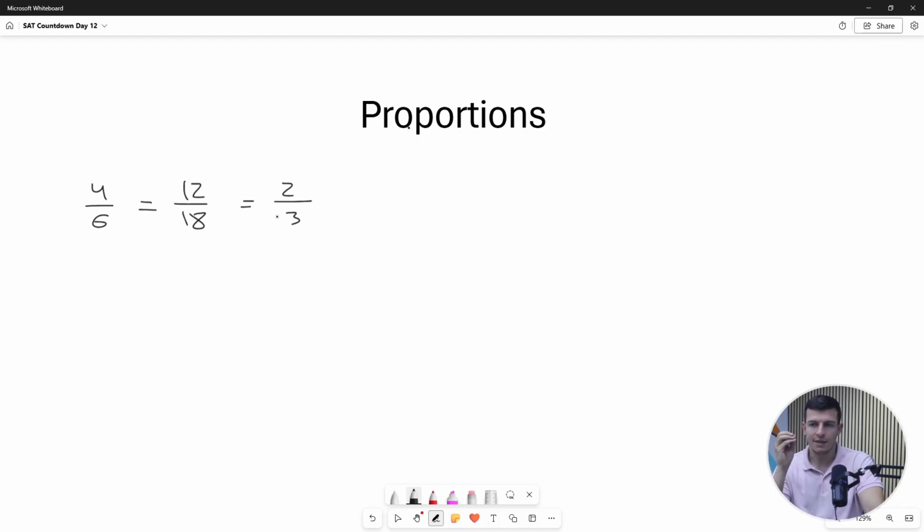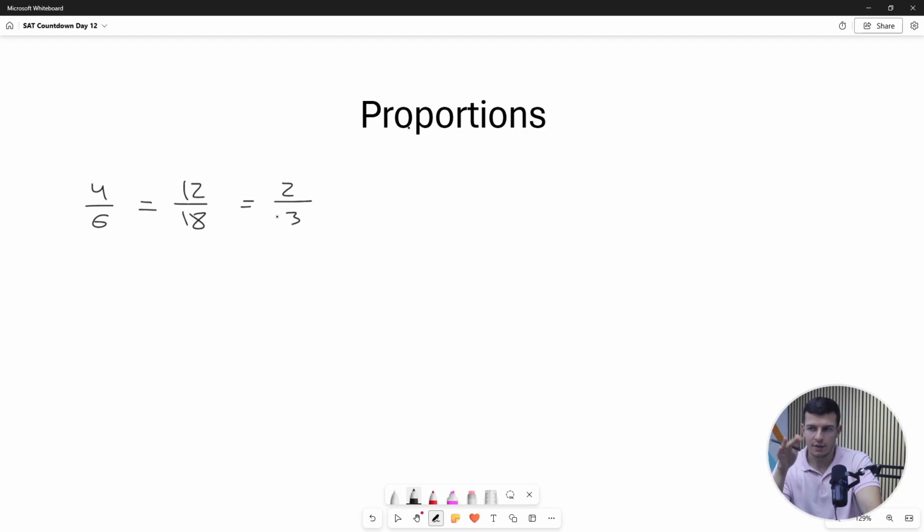Now, the key technique here is usually cross multiplication. Usually three of them are given, and you have to find the fourth one, as you have seen in the previous ones. But the real challenge here is not to do the cross multiplication, obviously. The real challenge is setting up the proportion correctly.